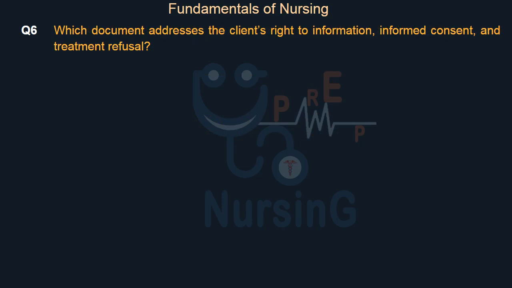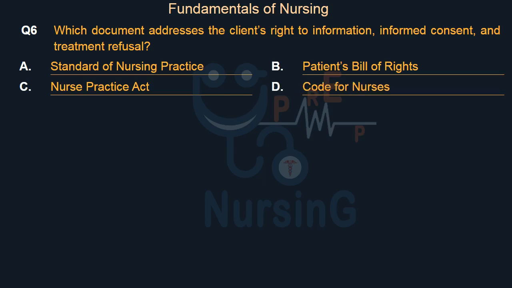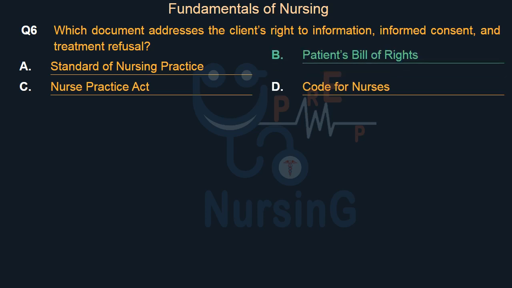Which document addresses the client's right to information, informed consent, and treatment refusal? Option A. Standard of nursing practice. Option B. Patient's Bill of Rights. Option C. Nurse Practice Act. Option D. Code for Nurses. Right answer is Option B.